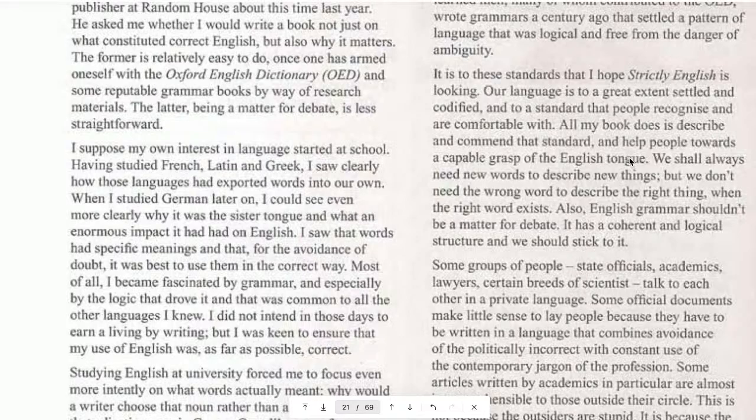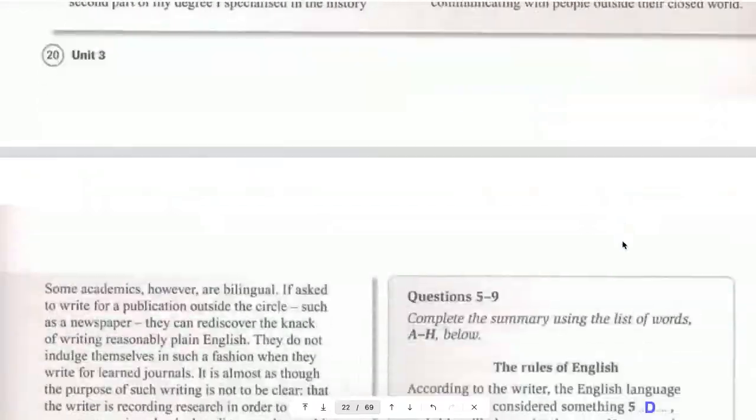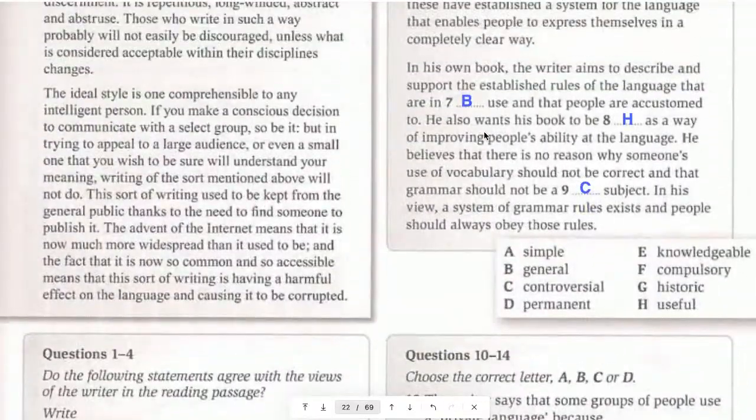And the one I just explained to you, "help people towards a capable grasp of the English tongue." A capable grasp means the capability to understand, that means just to understand English. But the word useful, he also wants his book to be useful. Why do we know that we have to fill in the word useful here?